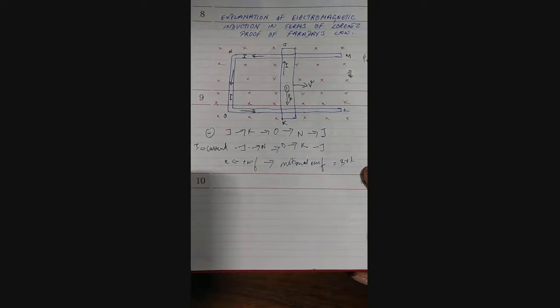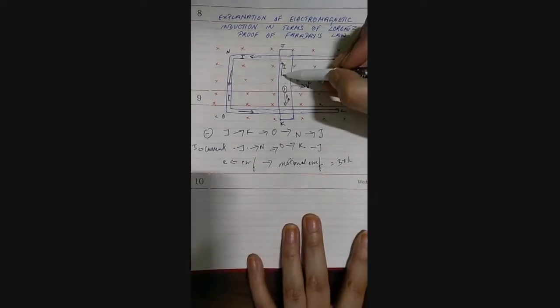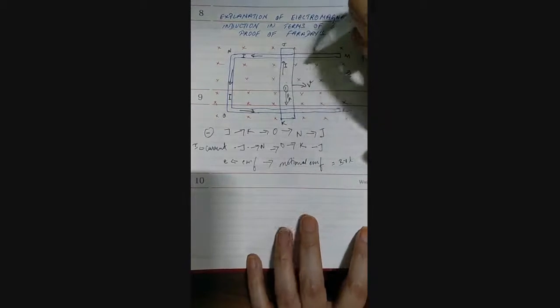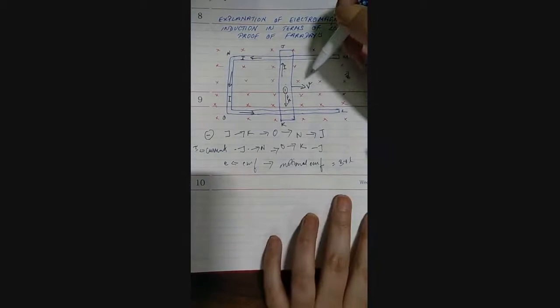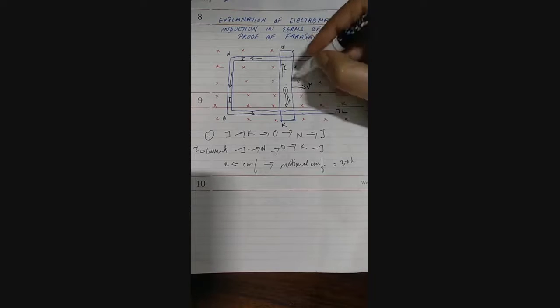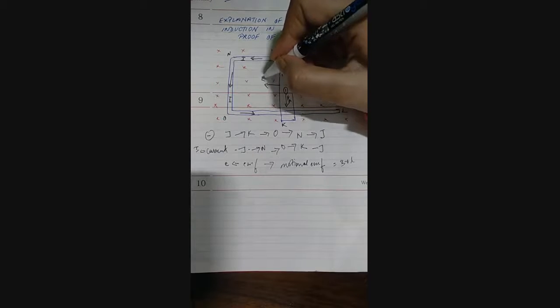We know that when a current carrying conductor is in a magnetic field, it is acted upon by a force in the direction given by Fleming's left-hand rule. Using Fleming's left-hand rule, this is the direction of the current, and the direction of the magnetic field is downward. With these two, a force will be developed. Suppose the current is in this direction and the magnetic field is downward, the force will be developed in this particular direction.